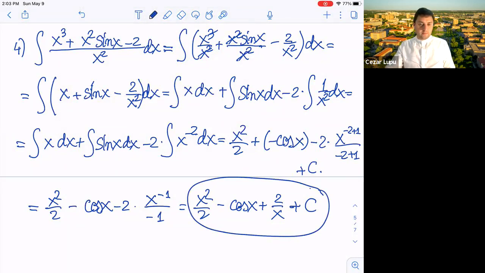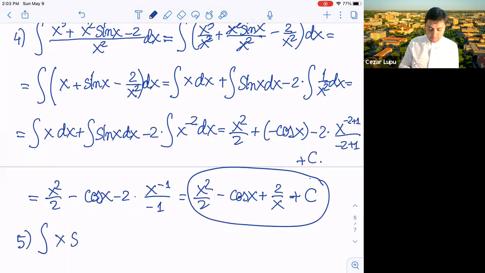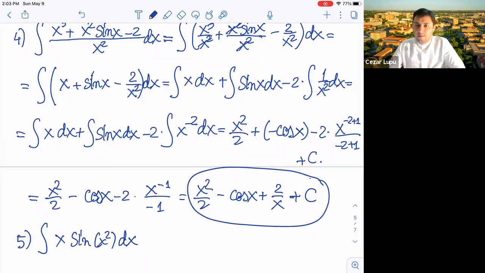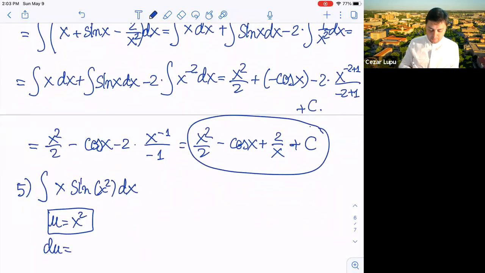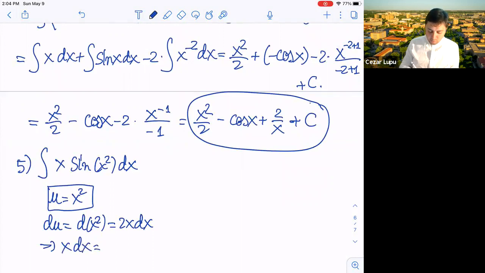All right, it's pretty easy. Now let's see the fifth one. What about this integral? The integral of x sine of x squared dx. So what do you think about this one? Exactly, we're going to u sub. So again, let's do u equals x squared. And du will be dx squared, which is 2x dx. Now we can say that x dx is 1/2 du.